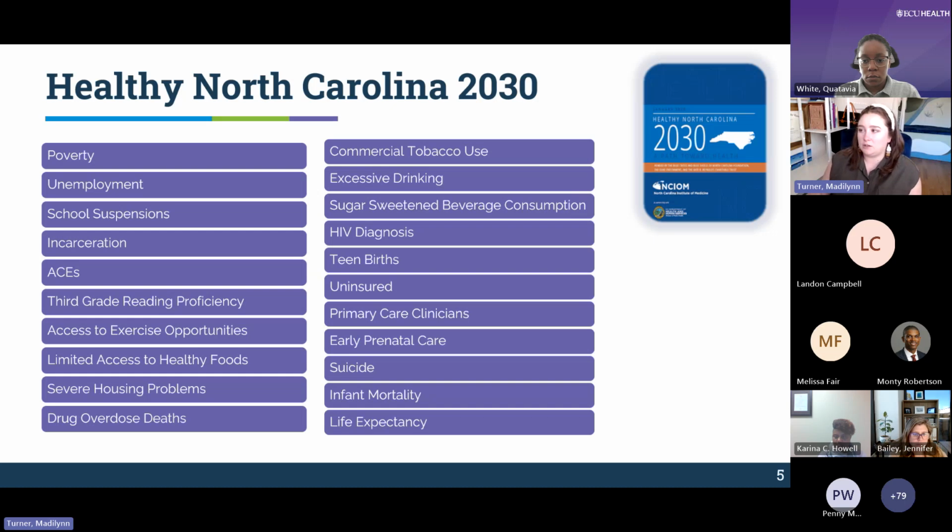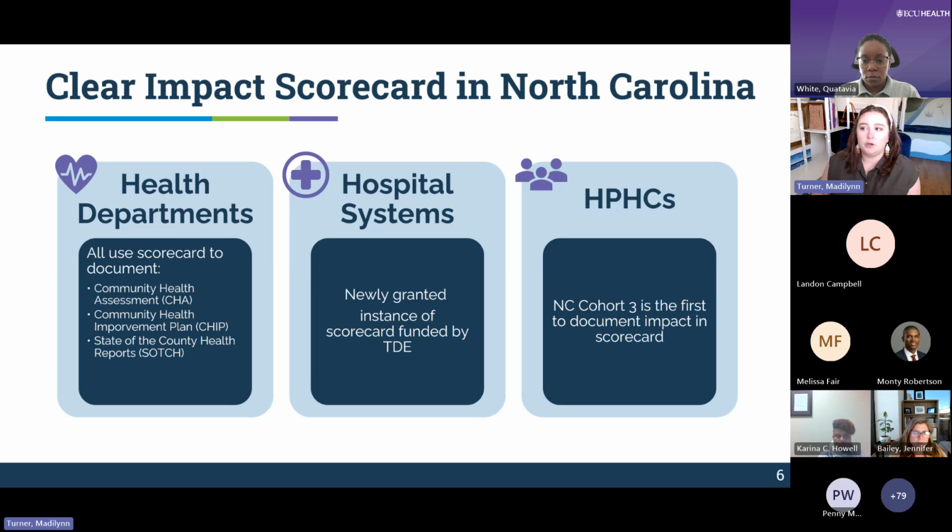And so this is a way to bring these health topics together and then talk through who's implementing that results-based accountability framework that you heard Landon mention a little bit. But then also when we're talking about transparency, showing collective impact and talking about accountability, this is where in North Carolina we're really leaning on scorecard and the use of Clear Impact Scorecard across the state.